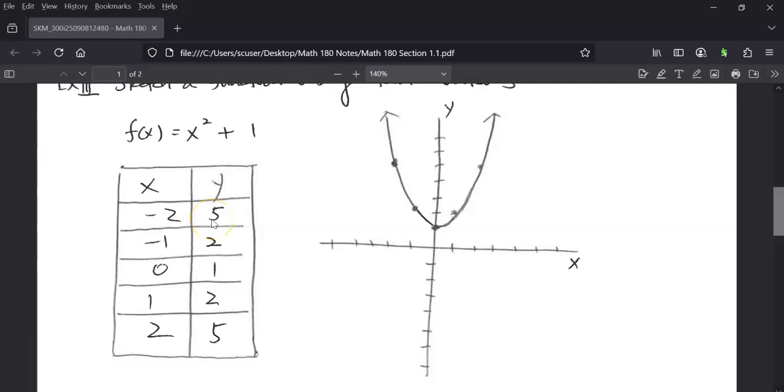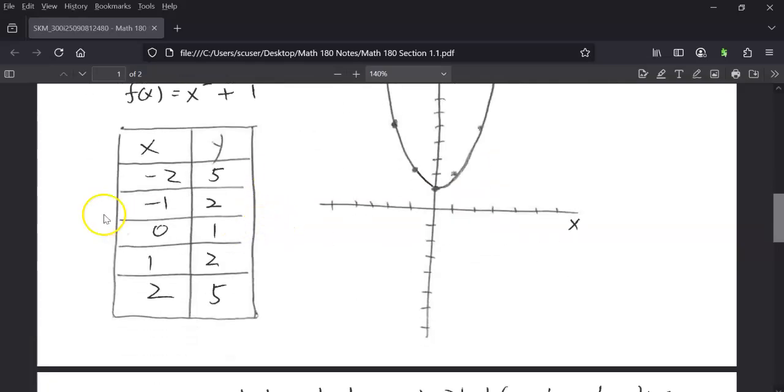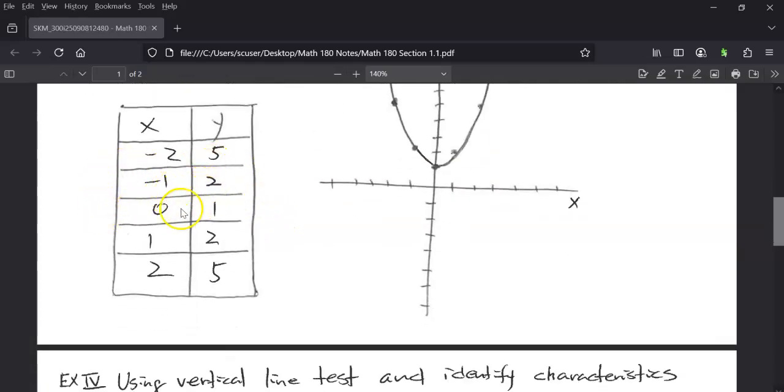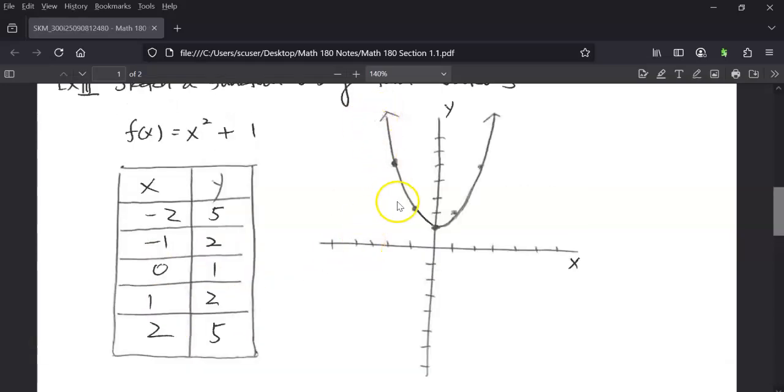And these are our coordinates. There are more points, but these are some of the points on our function. So negative 2, 5; negative 1, 2; 0, 1; 1, 2; and 2, 5. All these points are on this graph, and this graph turned out to be a parabola.